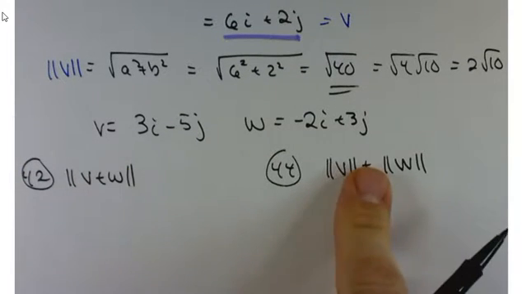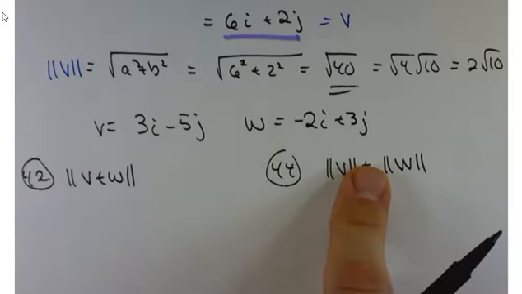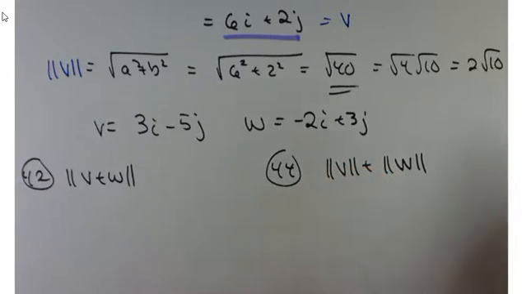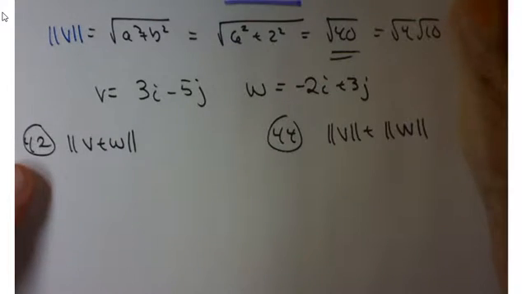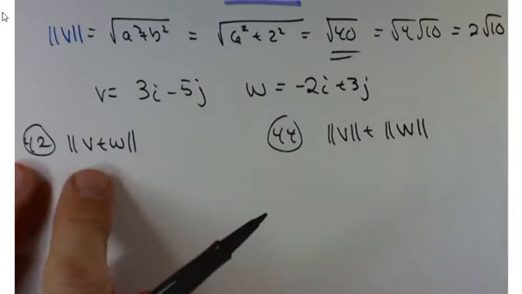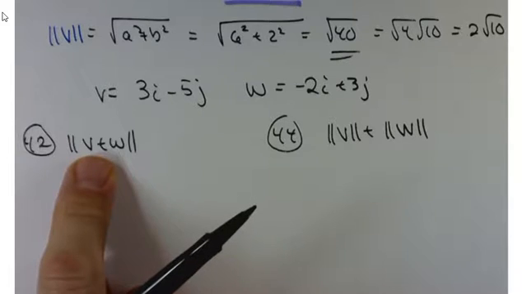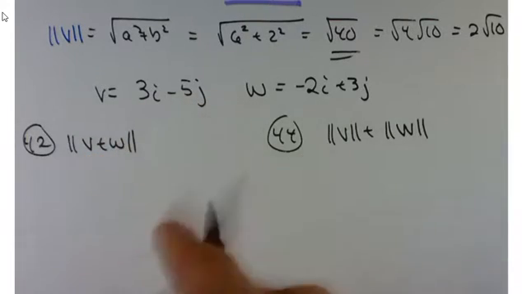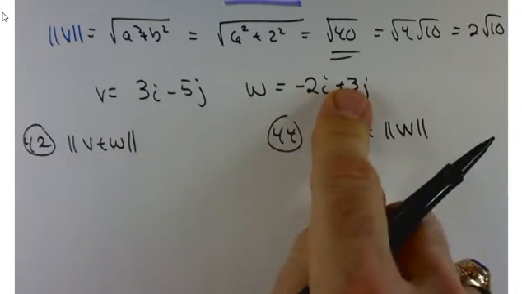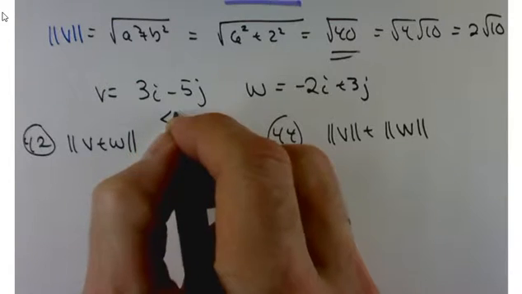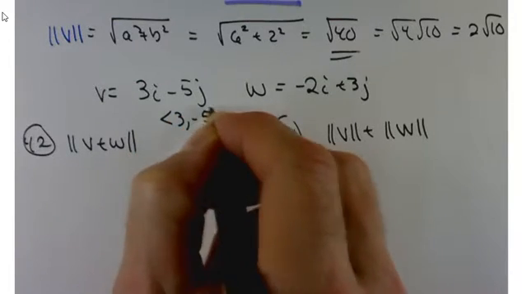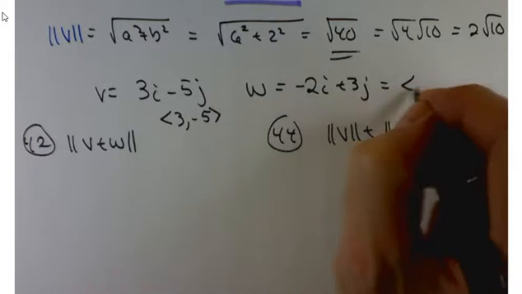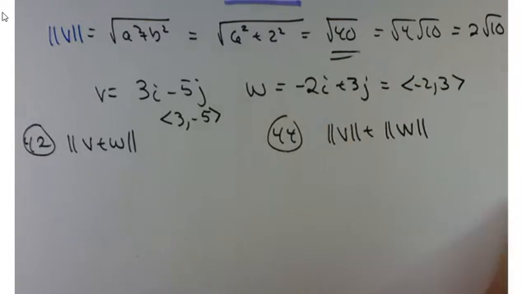Do you think these are going to be the same? Got a vote for no? Okay. Let's find out what happens. What do I have to do here first with problem number 42? I've got to add these two together. Now, if you want to add them together like this, or if you prefer this notation, 3, negative 5, and negative 2, 3, it's up to you.